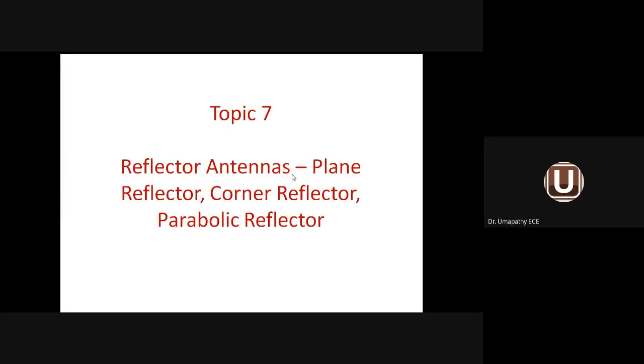We'll go to topic 7, reflector antenna. So there are 3 categories. By this topic, I am going to conclude the lecture of the day. So there are 3 antennas today. Reflector antenna. One such example is our dish antenna. Our dish antenna is a very typical example for reflector antenna.